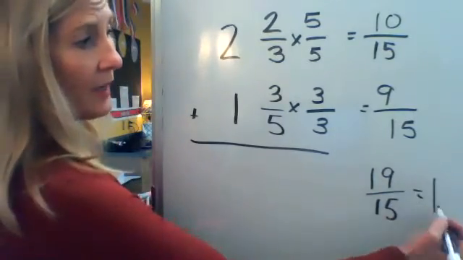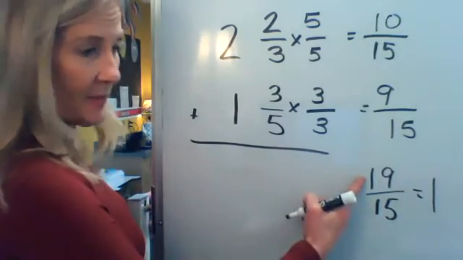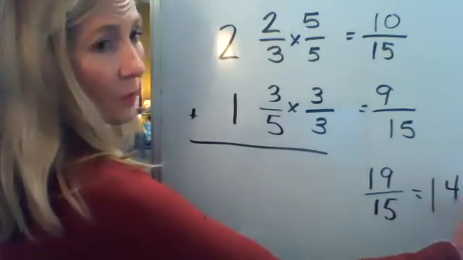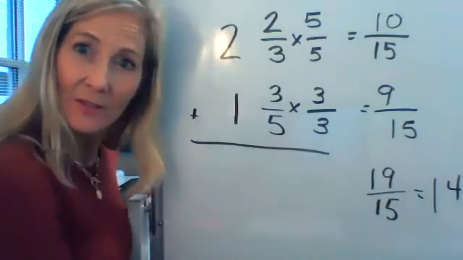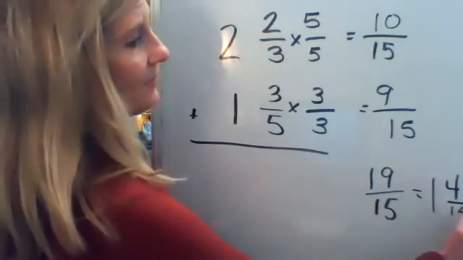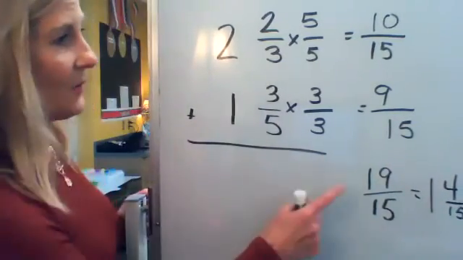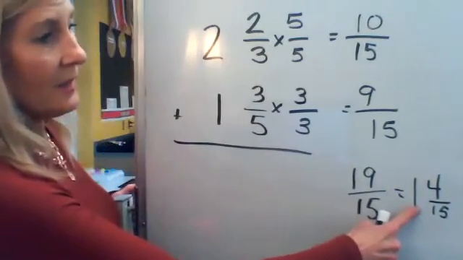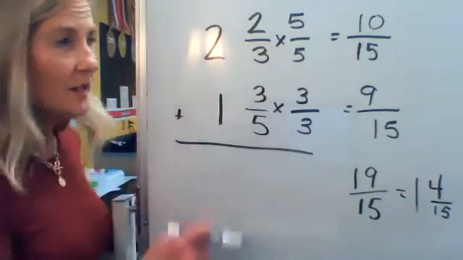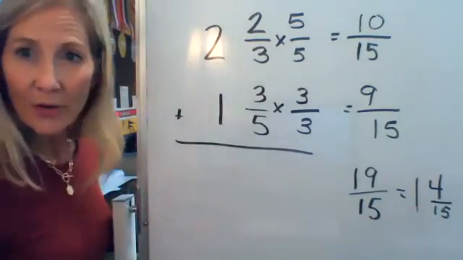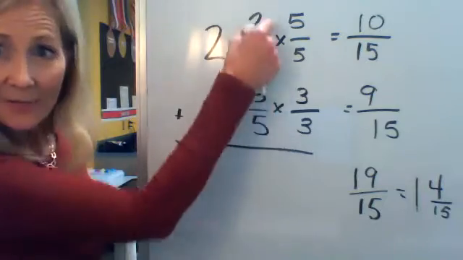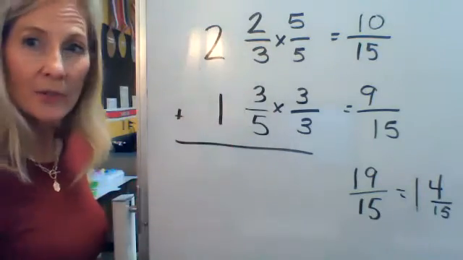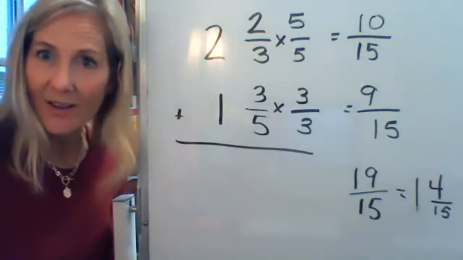So we can make one whole using 15 of the 19 pieces. And then we have 4 left over. And what are those? 15ths. Got it. So our final answer is 1 4/15. So try it out. Keep yourself organized. Think about having a column that's fractional and a column that's whole numbers. That might help you as you're adding.